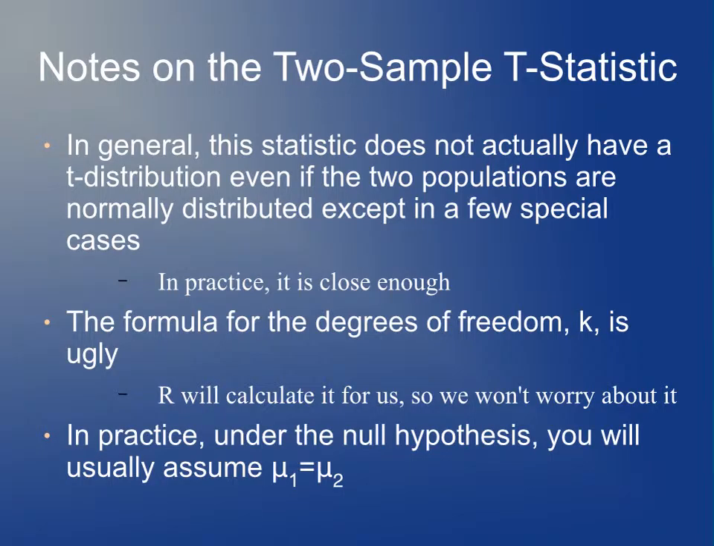In practice, it's close enough that the results will be valid. And the formula for the degrees of freedom is really ugly. I'm not even going to torture you with it. R will calculate it automatically, so just use R and life is good. And also, as I said before, under the null hypothesis, you almost always want to assume that mu1 equals mu2.